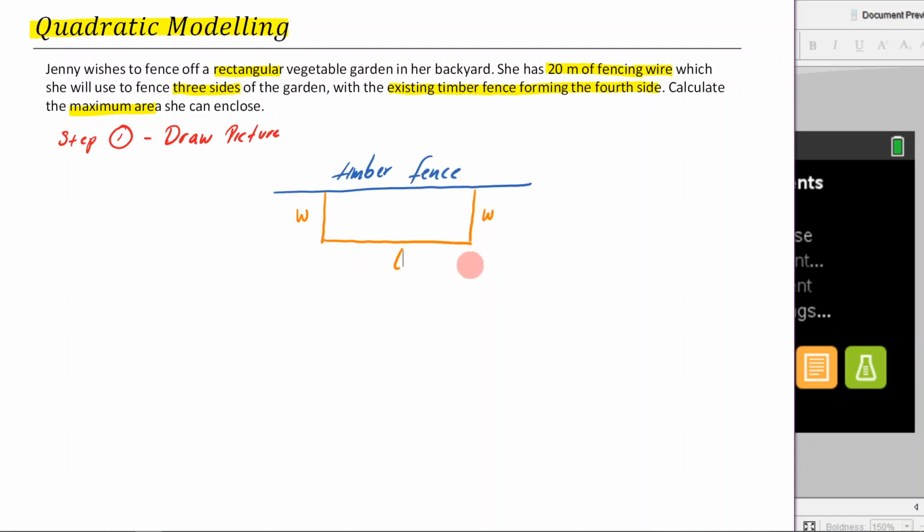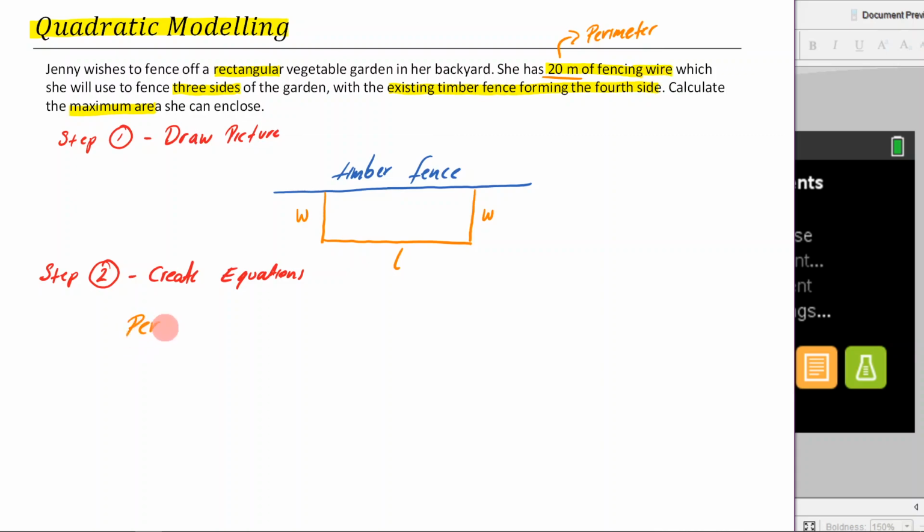All right, so once we've done that, we're now going to move on to step 2. And step 2 is going to be creating some equations. Step 2, create some equations. So this is going to be based on what they've told us. So what have they told us here? They've told me that we have 20 meters of wire fencing. So in other words, I have some information about the perimeter of this thing. This 20 meters of wire fencing is telling me something about the perimeter.